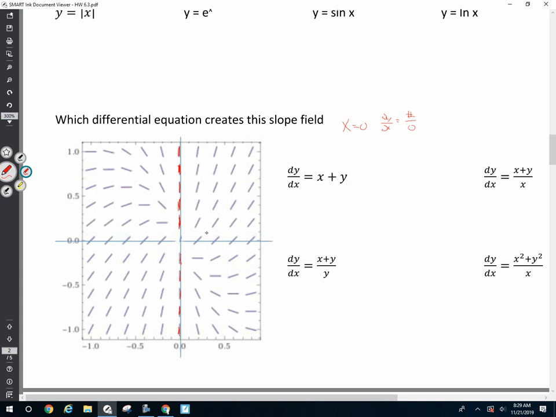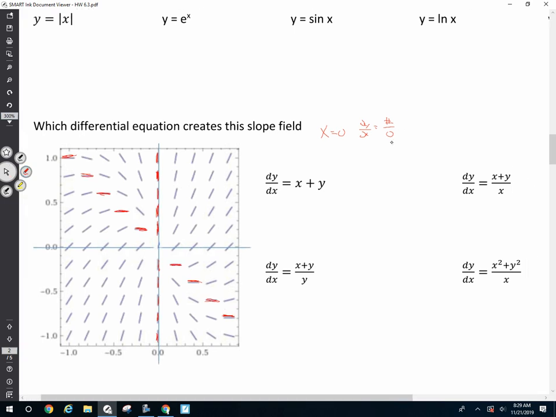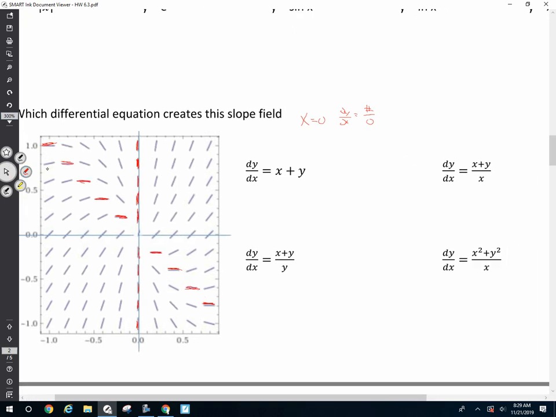Another set of slopes. Here are these zeros. It looks like when we have y equals negative x's, like at the point 1, negative 1, right here, the point 1, negative 1.